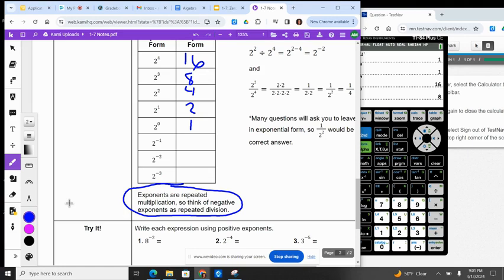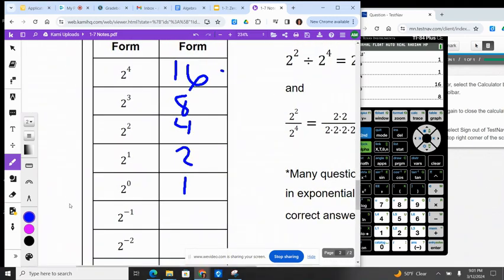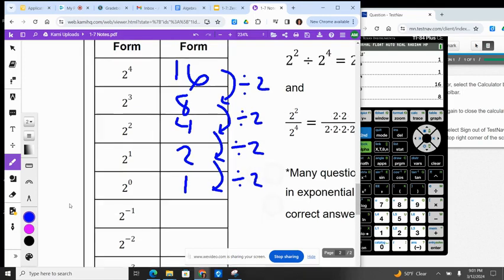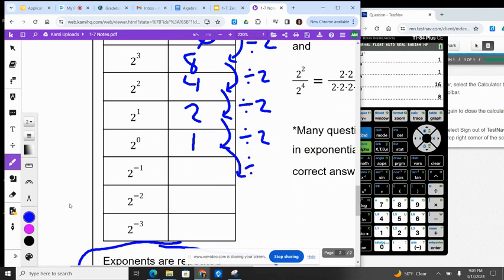But let's look at the pattern. If I go from 16 to 8, what am I doing? When I'm going from 8 to 4, from 4 to 2, from 2 to 1, you'll notice that you're dividing by 2 every single time. So you can predict that this next number is, based on our pattern, 1 divided by 2. Well, that's 1/2. A fraction is 1 divided by 2. That fraction bar is really a division sign.